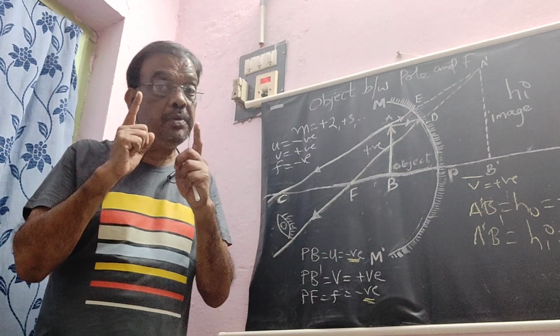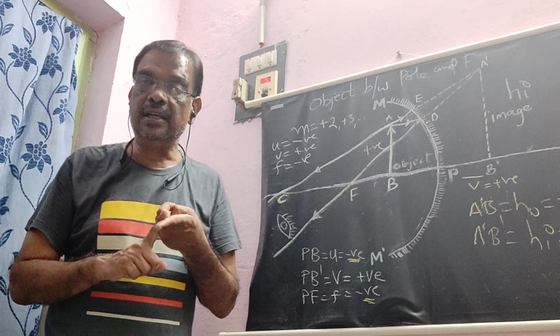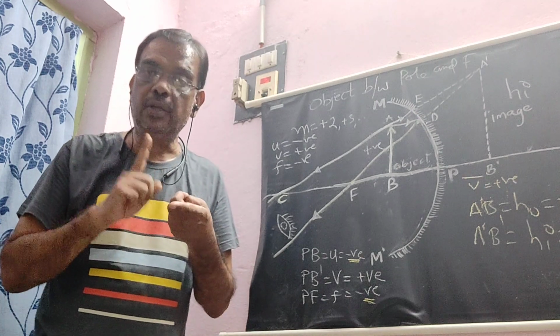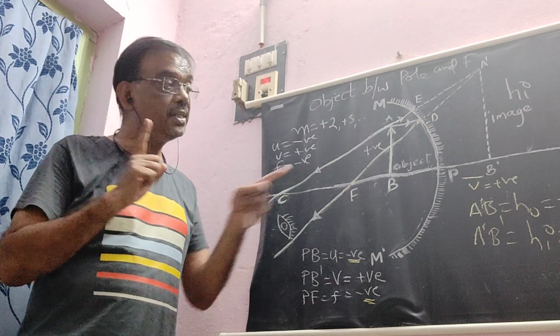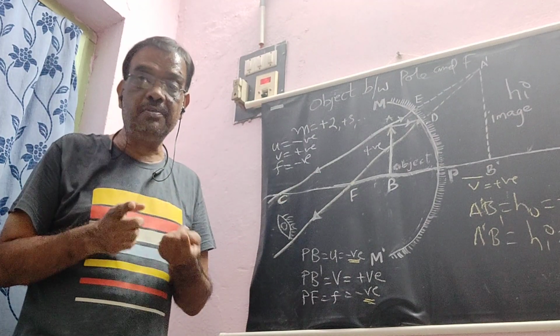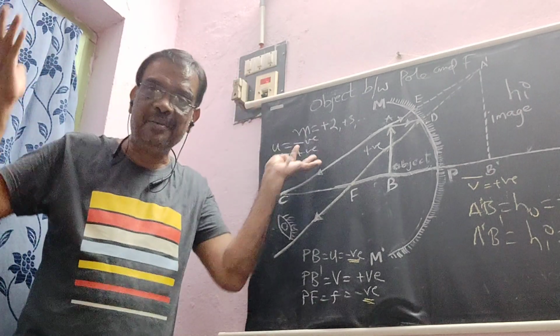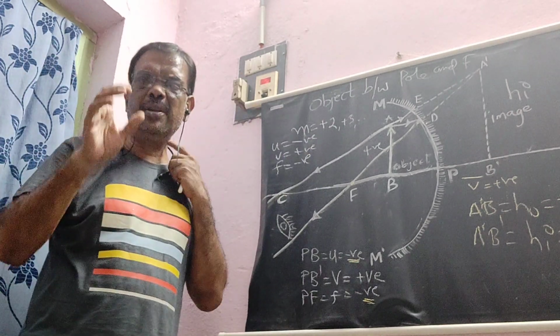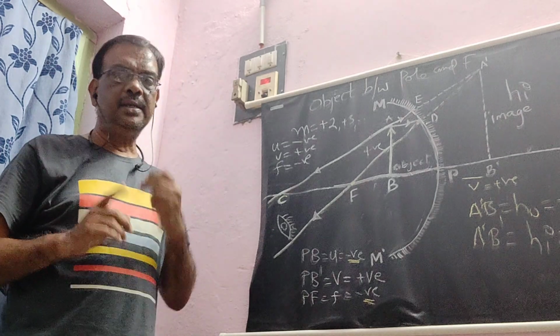So when the object is between pole and focus, it helps a dentist in checking the problem in the tooth of the mouth of the patient. So that is how it is useful. Because it forms what? Not a real inverted image, but a virtual, erect, magnified image. It's the only mirror, the concave mirror, which gives you a virtual, erect, magnified image.